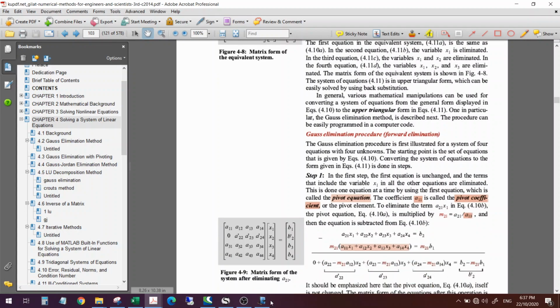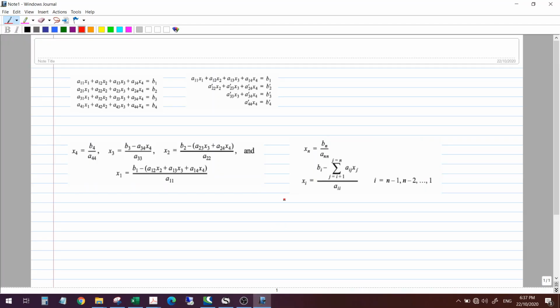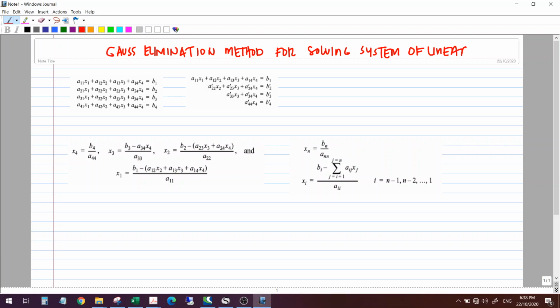Okay, so I will be discussing the Gauss elimination method. Gauss elimination method for solving system of linear equation.